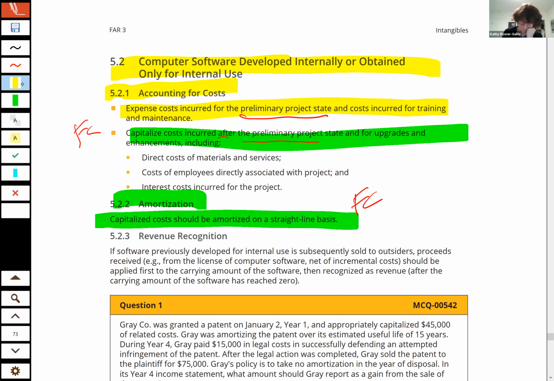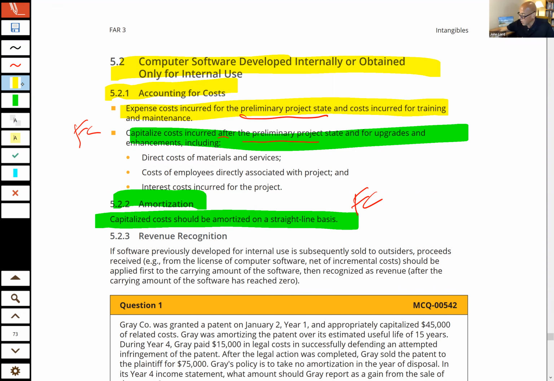Now, this gets a little annoying because they say, what if people come and say, we want to buy that software from you, and you sell the software? If the software previously developed for internal use is subsequently sold to outsiders, proceeds received should be applied first to the carrying amount of the software, then recognized as revenue after the carrying amount of the software has reached zero. In other words, book a gain. If you sell it for less than what it's being carried at, the amount first goes to cover the carrying value. If you sell it for more, that's a gain. If you sell it for less, that's a loss.